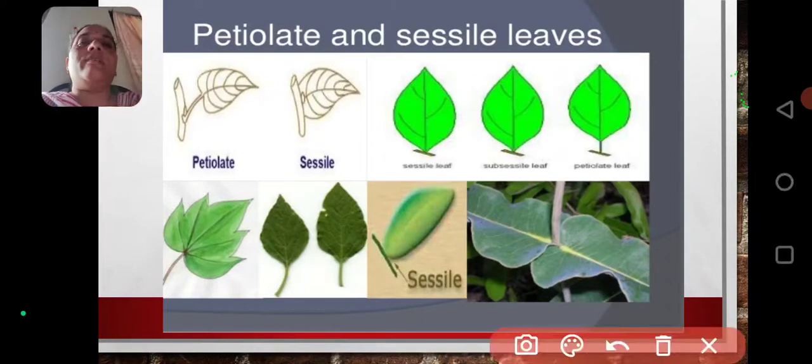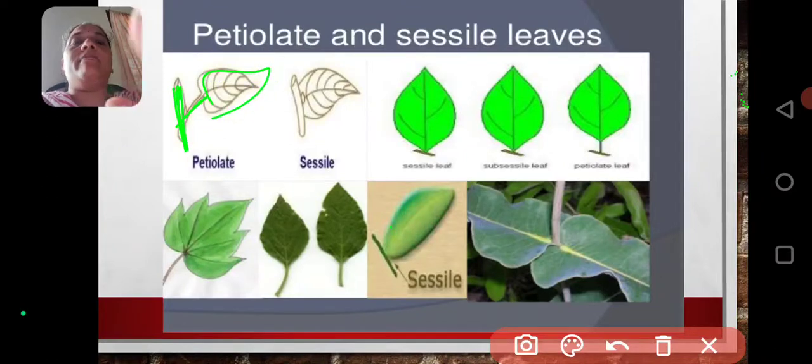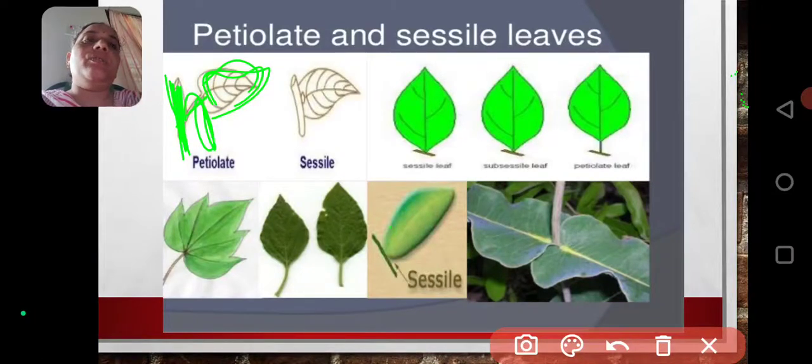Here first of all you have to observe this is a petiole. This is a twig and this is a leaf. The connection between the leaf and the twig is called petiole. So the petiole is a stalk-like structure which is useful for the attachment of the leaf to the twig. This is petiolate.